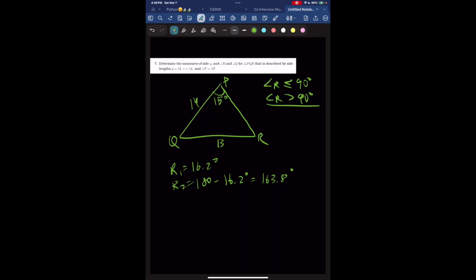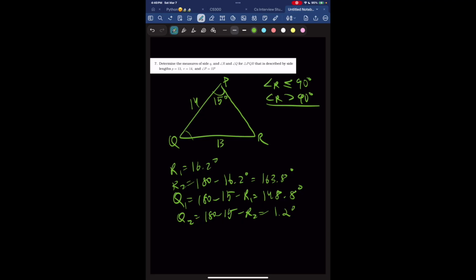So now we can just do what we did previously to find Q. Q1, which is the value of Q using R1, is 180 minus 15 minus R1. If we do the math, it's 148.8. Q2 is 180 minus 15 minus R2. Use this instead of 15, use that instead of 16.2, and we get an angle of 1.2 degrees.